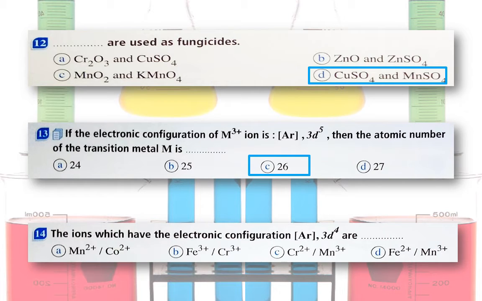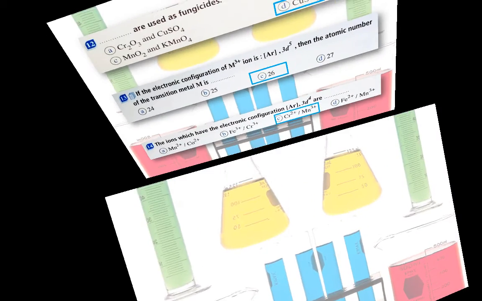The ions which have the electronic configuration argon 3d4 are, okay, we have here ions that have 4 electrons in the d orbital. Okay, we have here 2 that give this one. We have here chromium +2 and manganese +3, or oxidation number 3, so it loses 3 electrons here and the chromium loses 2 electrons.